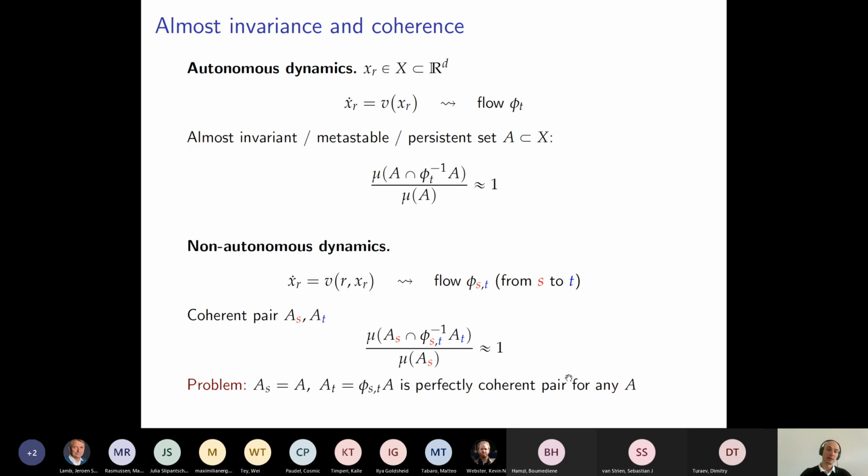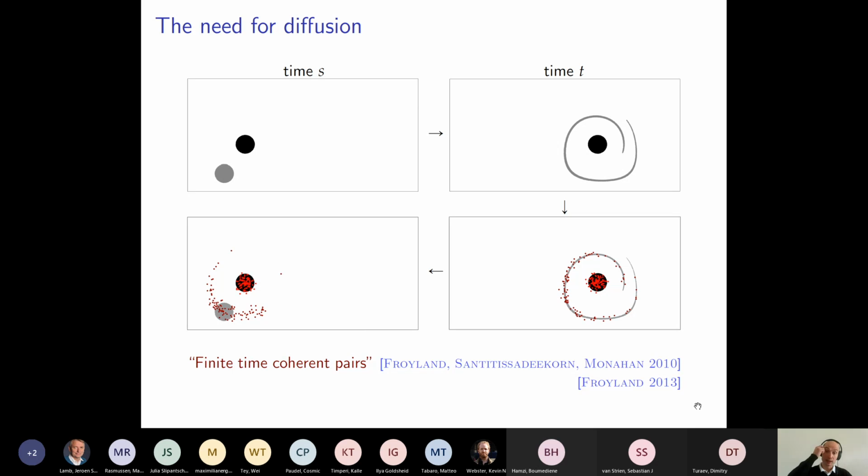Now, if we look at this for a while, we see that this is kind of a void definition, because whichever set A I take as starting set, if I push this forward to time t and take that as A_t, then I get a perfectly coherent family, whichever A I take. So this is definitely not what I want to have. There seems to be some kind of an ingredient missing, and this ingredient is robustness under diffusion. So let me motivate us again with a picture.